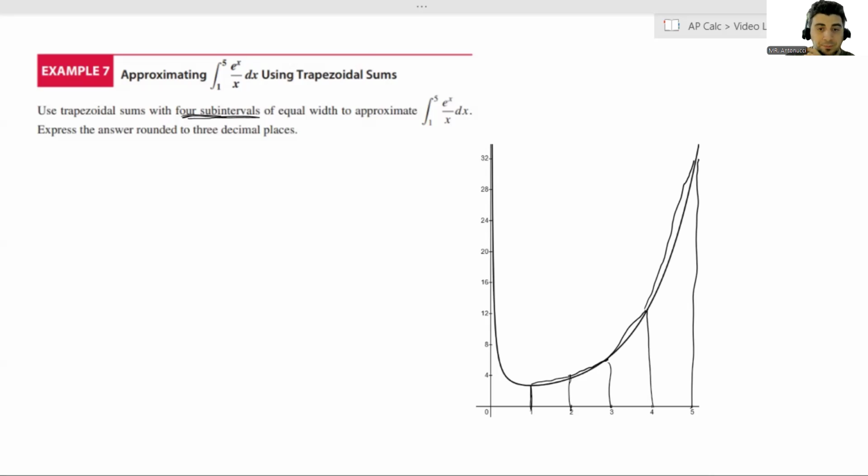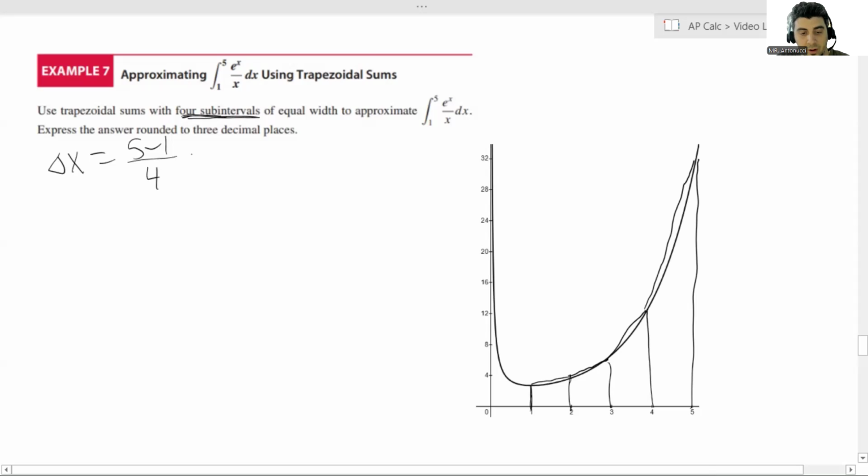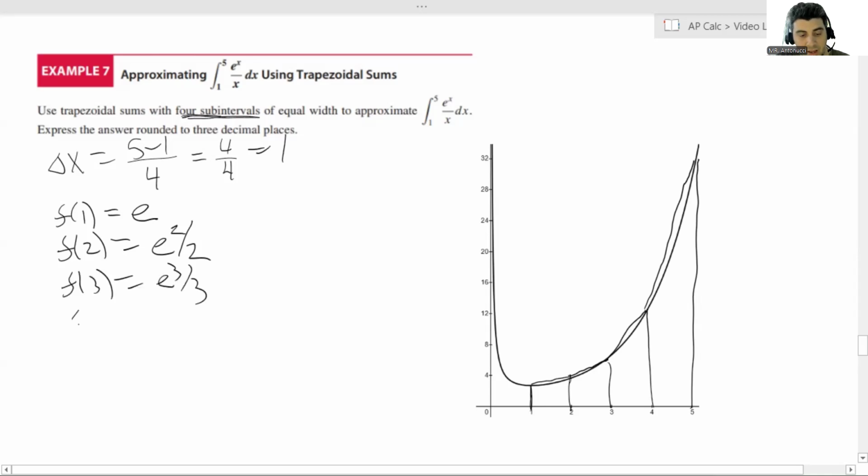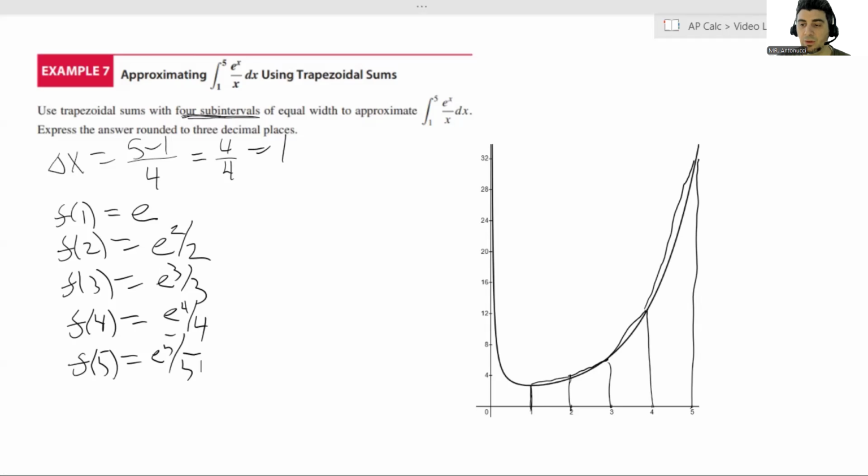Okay, so we partition into four subintervals. So delta x is going to be 5 minus 1 over 4, which is 4 over 4, which is 1. So we already drew that. Now we're going to get the value corresponding to each of those endpoints. So f of 1 equals e, f of 2 equals e squared over 2, f of 3 equals e cubed over 3, f of 4 equals e to the fourth over 4, and f of 5 equals e to the fifth over 5. All right, we're going to need those values to keep going.